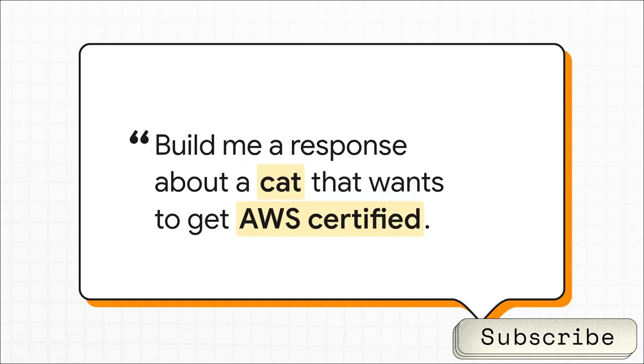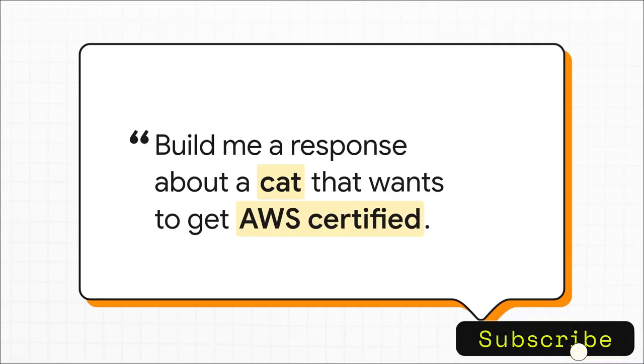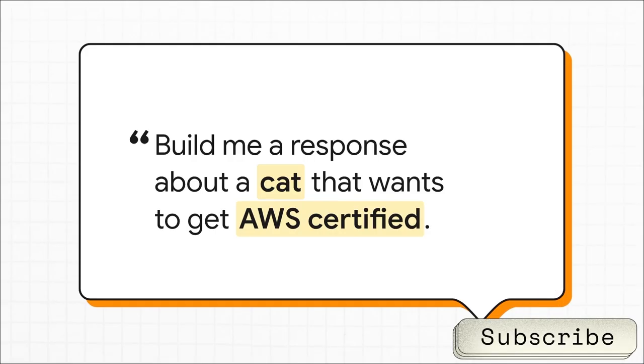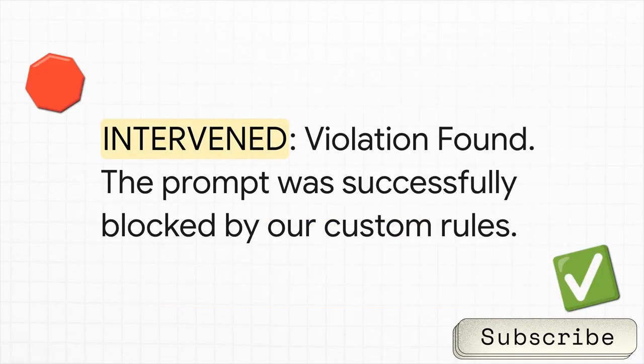Okay, moment of truth. The cat video guardrail is officially on. Now we're going to try that same prompt again, the one about the cat who wants to get AWS certified. Let's see what happens. Is it going to catch it? And bam! Intervened. Violation found. It worked perfectly. The guardrail jumped in, saw our forbidden words, and shut the request down flat.